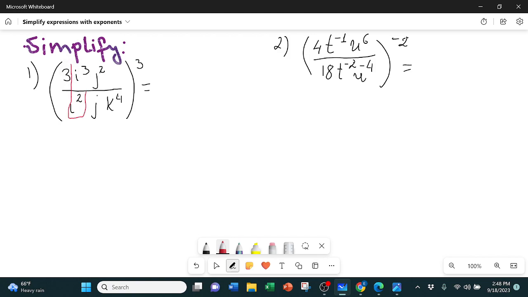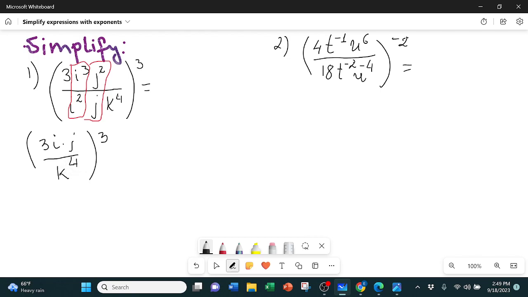So I'm going to work with i to the third power over i to the second power, and then j to the second power over j. I'm going to use laws of exponents for that. So I'm going to rewrite 3 to the power 3 times i times j over k to the fourth power, the whole thing to the third power.